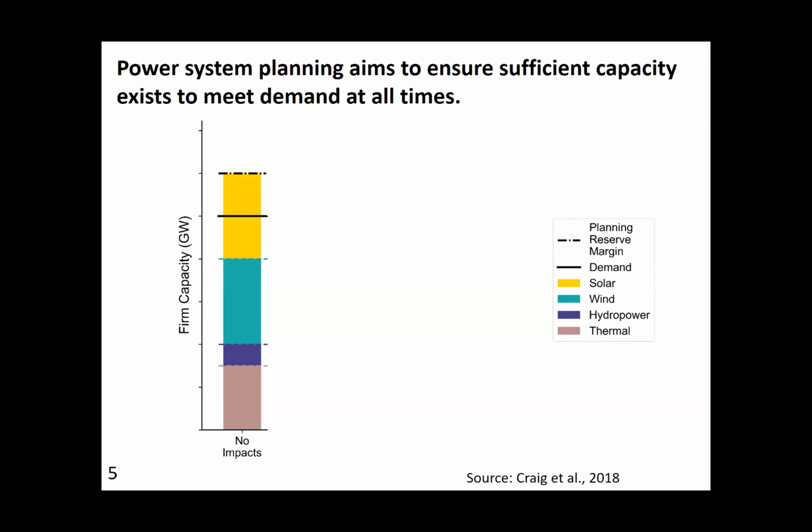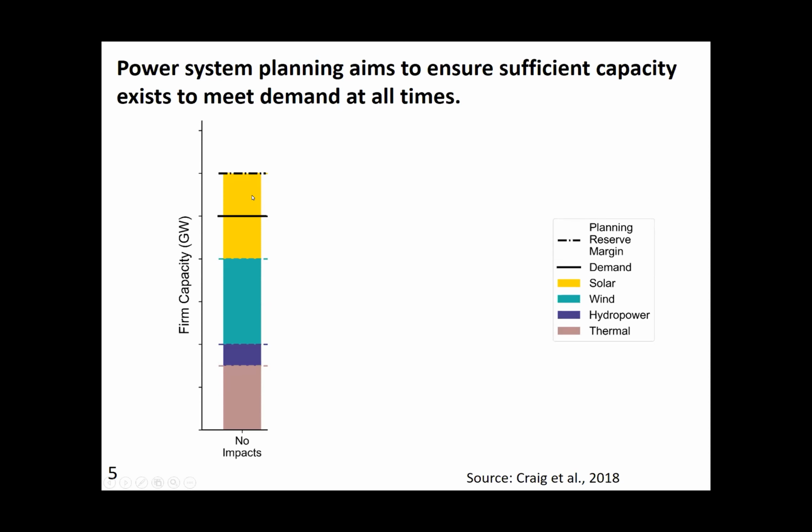All right, so we're going to walk through a very simple schematic for what power system planning actually looks like. We have these stacked color bars, and what is on the y-axis here is firm capacity. We want to buy enough resources, megawatts, gigawatts, from different power plants so that our total firm capacity equals our peak demand, which is the black line here, plus some planning reserve margin just to be on the safe side.